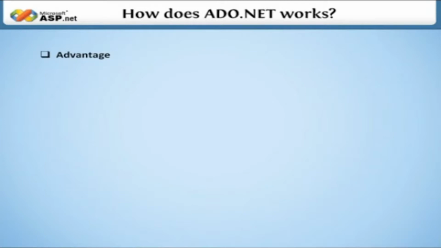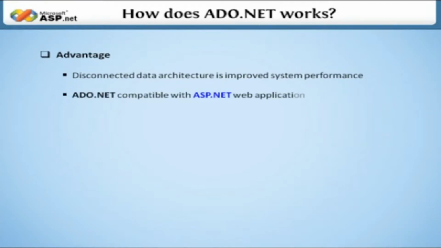One of the advantages of using disconnected data architecture is improved system performance due to the use of fewer system resources for maintaining connections. Another advantage is that it makes ADO.NET compatible with ASP.NET web applications, which are inherently disconnected. In the upcoming lesson, we're going to discuss each component of ADO.NET in detail.